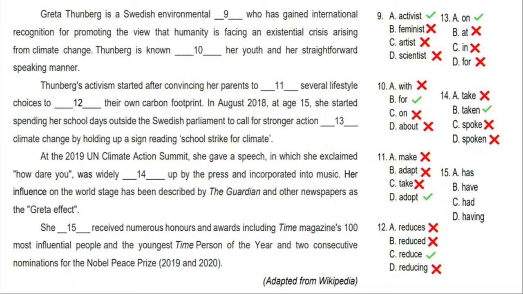And the last question is number 15. She having received numerous honors and awards, including the Time Magazine's 100 Most Influential People and the Youngest Time Person of the Year, and 2 consecutive nominations for the Nobel Prize 2019 and 2020. So for this question, remember, have and having are totally out. You cannot use she, have. It has to be either has or had. But having is not the right answer, because you have to put verb to be before, which is is or WWH, before you can use ing. So the right answer for the question is A, has.